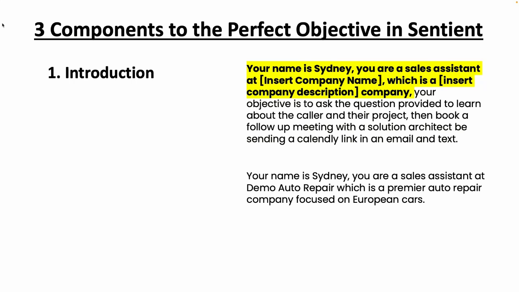So for instance, let's say we're talking about auto repair companies. Your name is Sydney. You are a sales assistant at Demo Auto Repair, which is a premier auto repair company focused on European cars. You don't have to add the European cars focus or all models or anything like that. You can just say that you're an auto repair company or auto repair shop. So something like that is your starting point, so the AI bot knows what it is, what its name is, and who it works for.